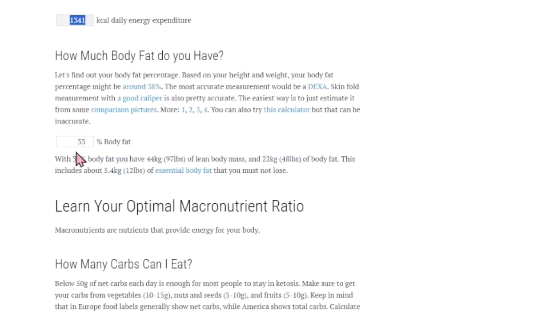It asks me for my body fat percentage. It has a feature in here where you can click on some comparison pictures if you don't know exactly what your body fat percentage is, but I have a scale that I use that actually gives me the estimated body fat percentage that I have.